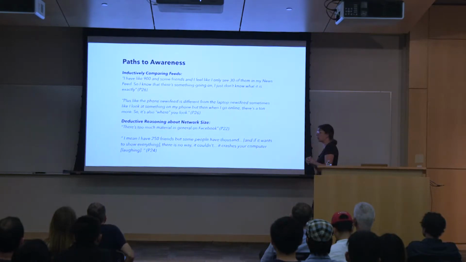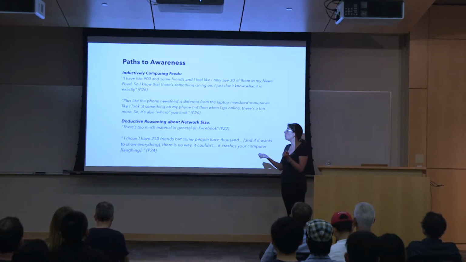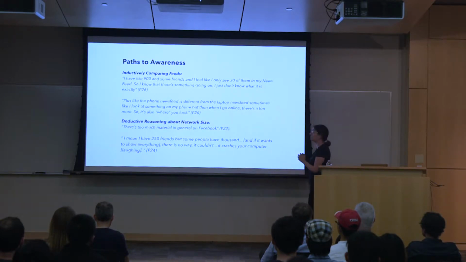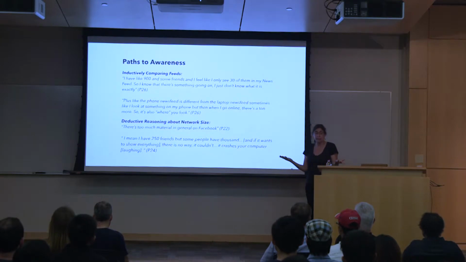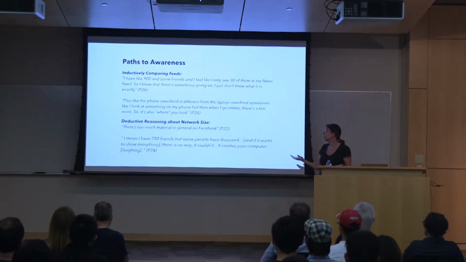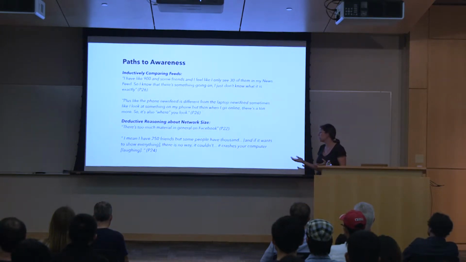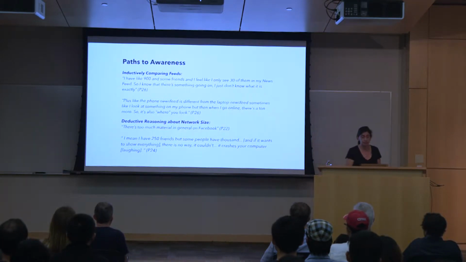People were comparing across their different platforms. So the phone newsfeed is different from the laptop newsfeed. Sometimes I look at something on my phone, but when I go online, there's a ton more. So it's where you look. And other people were like, there's just too much material in general. It's not possible to see all of it. Or, I have 250 friends, but some have 1,000. And if it wants to show everything, there's no way, it crashes your computer.